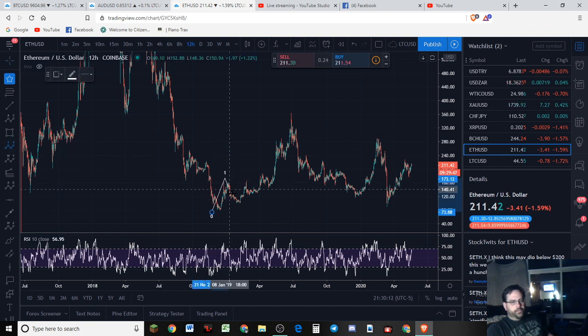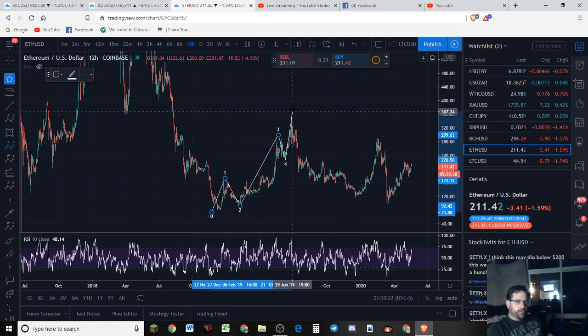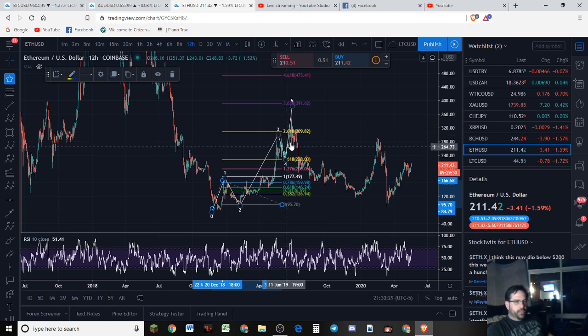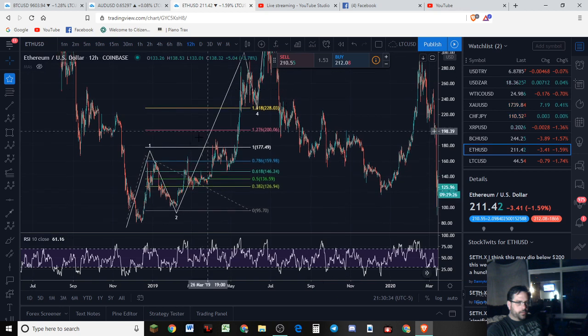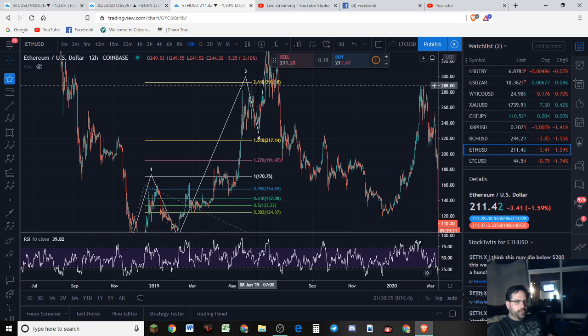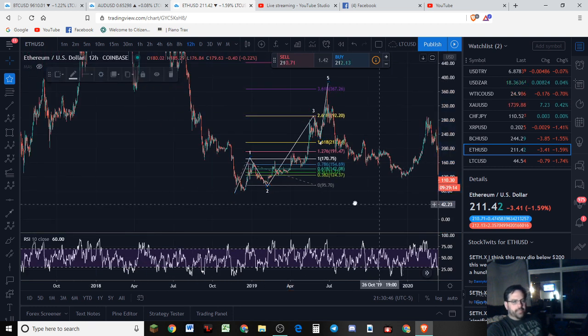One, 2. Then we got a 1, 2, 3, 4, 5. Oh no, I see the 3, 4, 5 there. There's 3, there's 4, there's 5. Let's put the fibs. We always measure with the fibs. This came to the 2.618 right here for the top of 3, which is a great landing place. 4, 5. That is perfect. Okay, so that's a nice impulse wave.